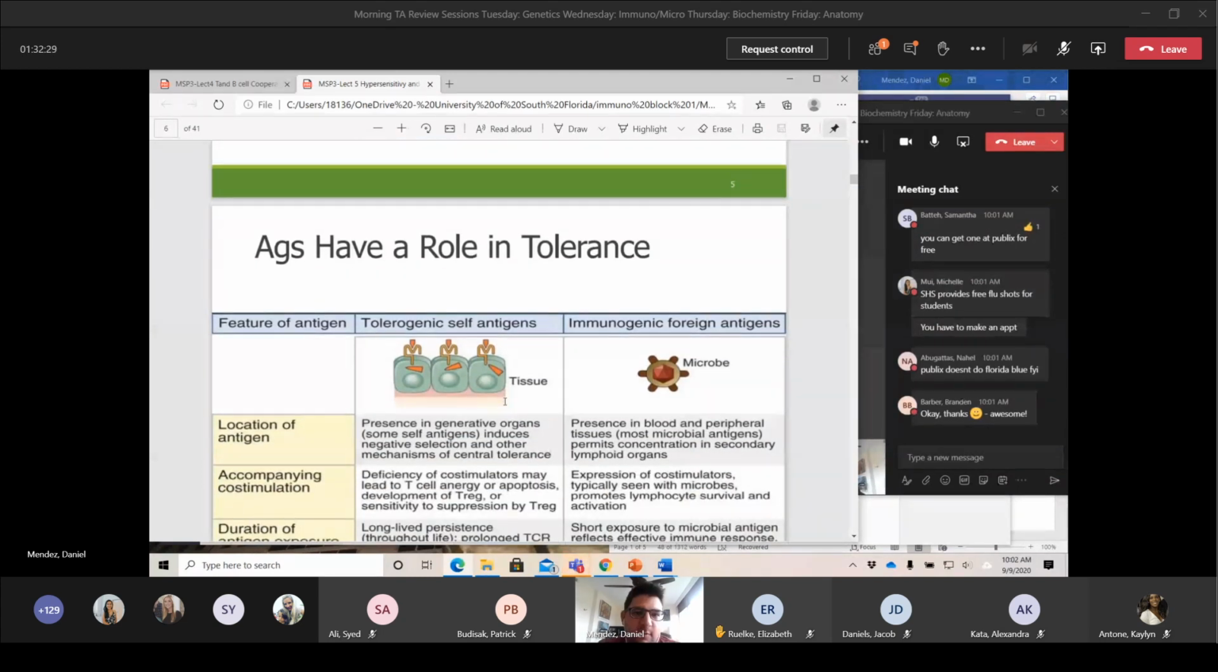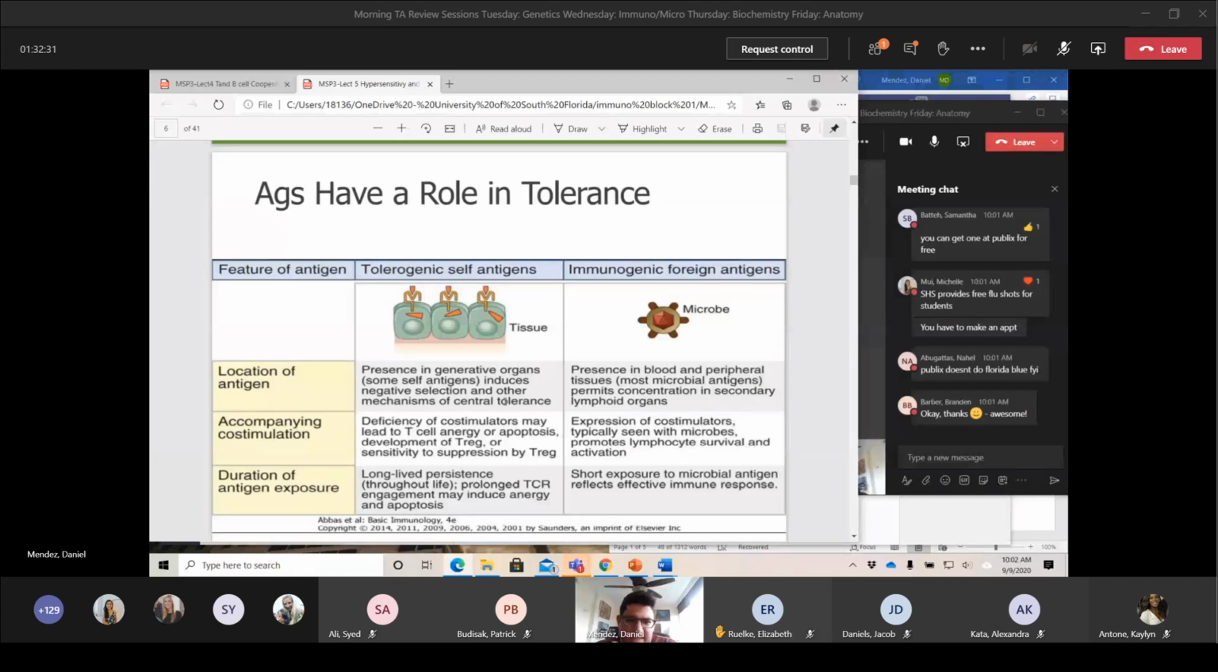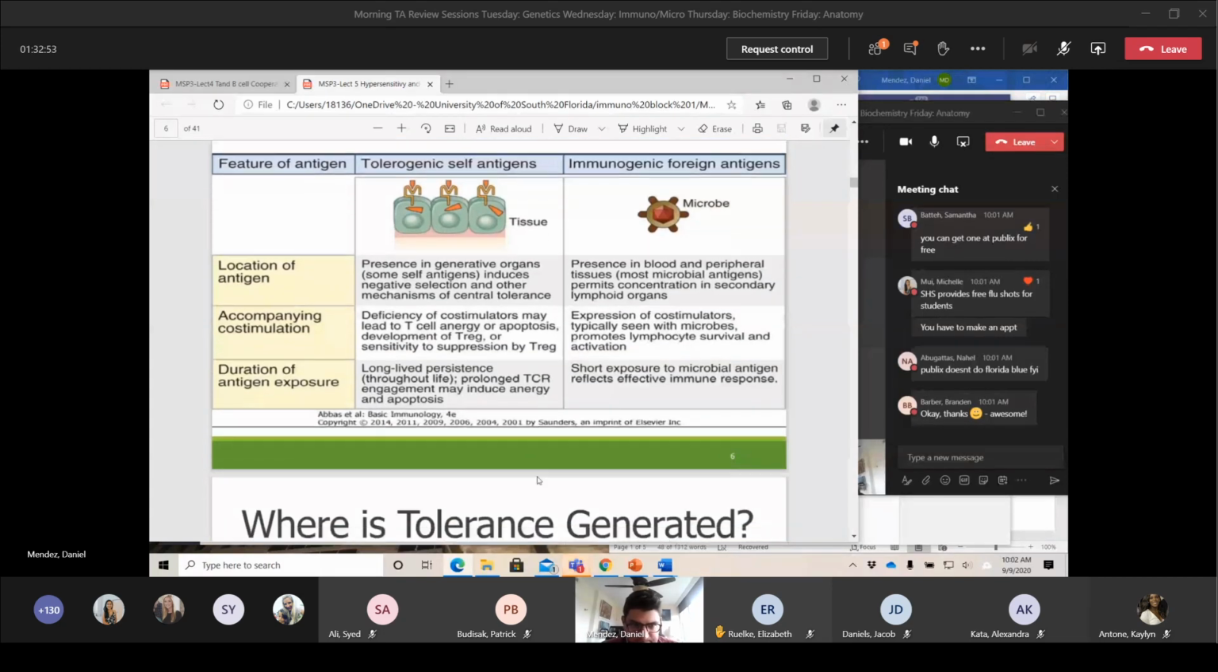All right, so antigens have a role in tolerance. This is the same thing we've been saying. Make sure you go through this. It's got a lot of text, and a lot of this stuff she's already said or gone over. I know she spent a good amount of time on this slide in class. It's a lot of stuff that you should already know, but just glance through it and make sure you understand the material.